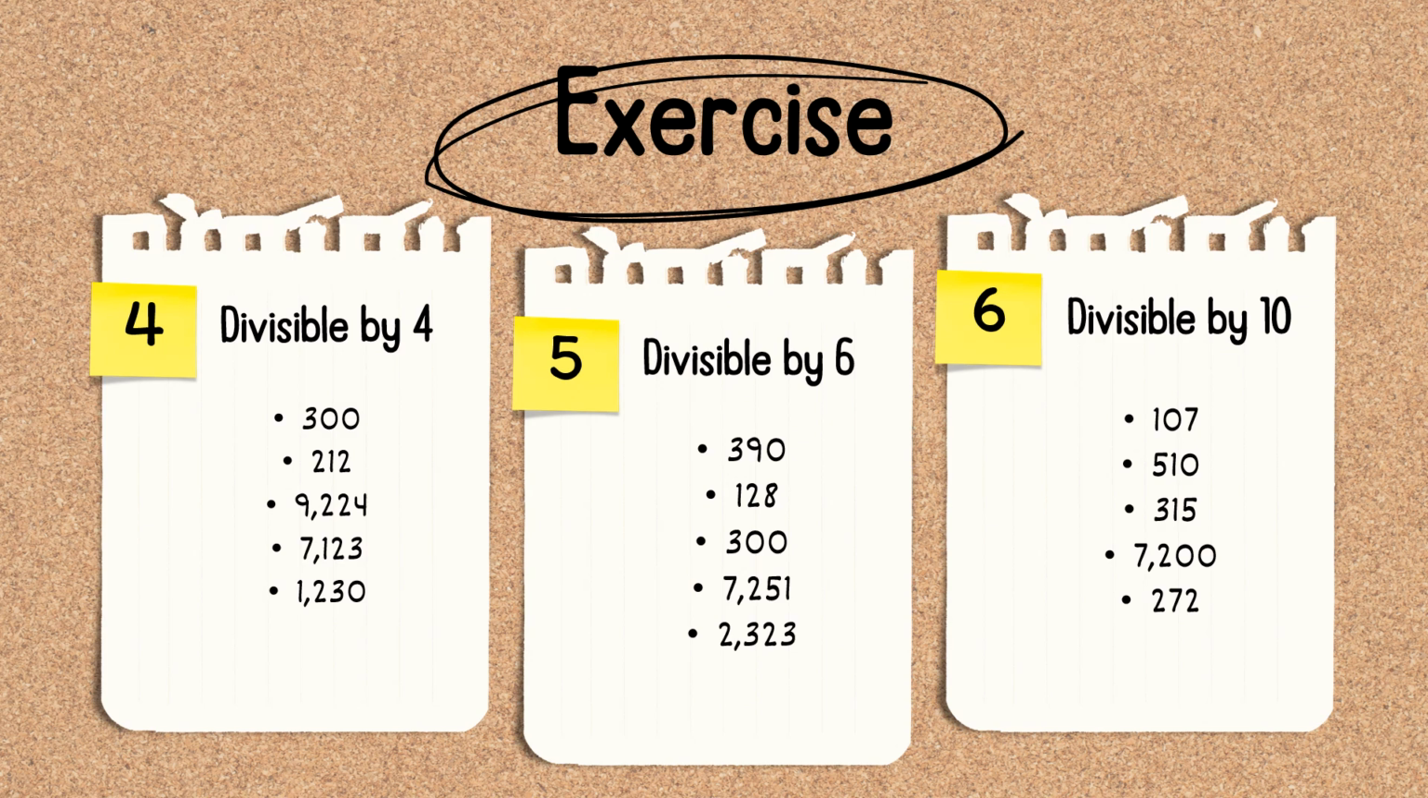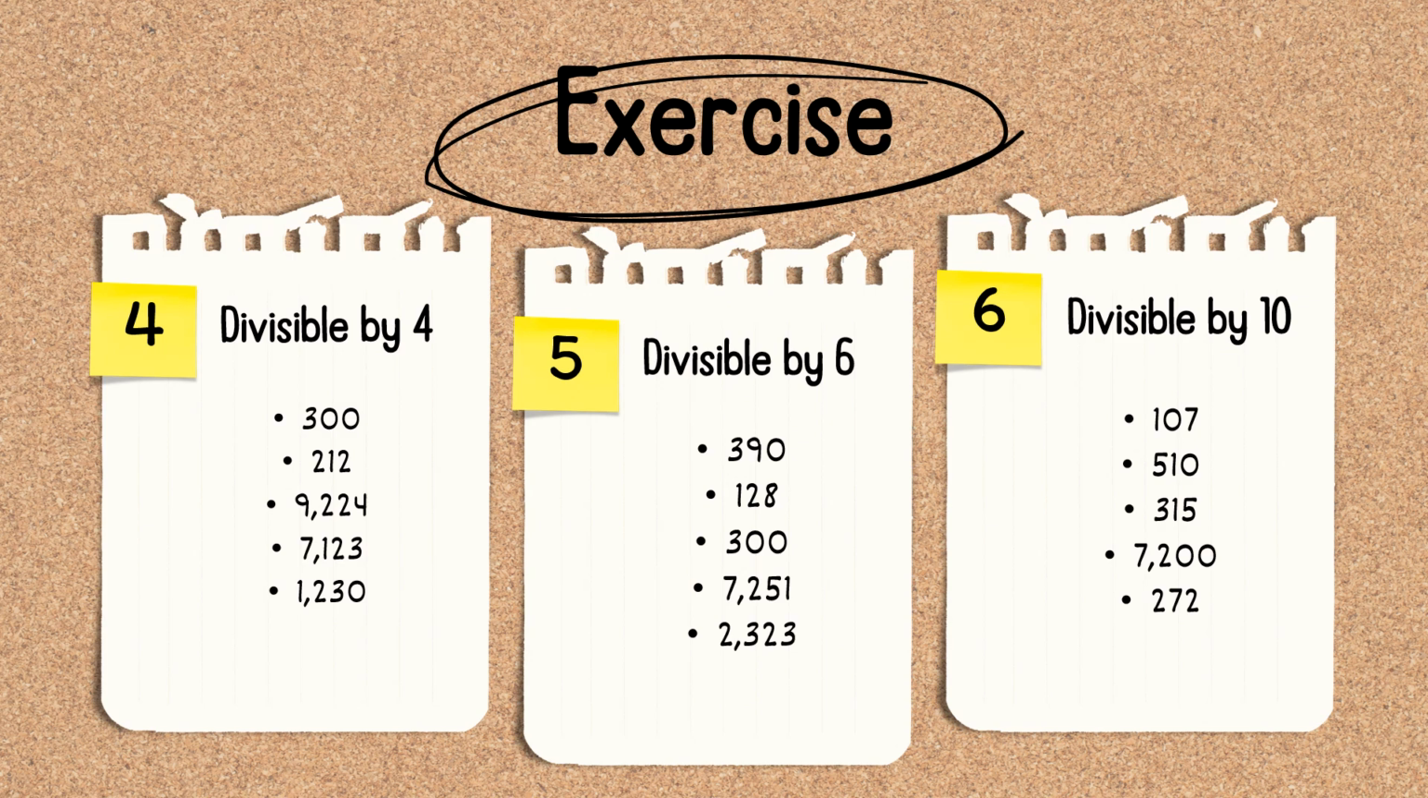9,224. The last two digits are 24. 24 is a multiple of 4, divisible by 4, and in the timetable of 4. Yes, the number 9,224 is divisible by 4.